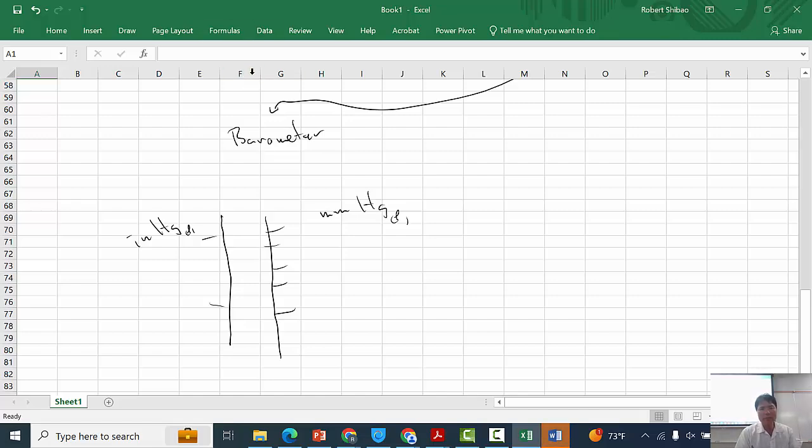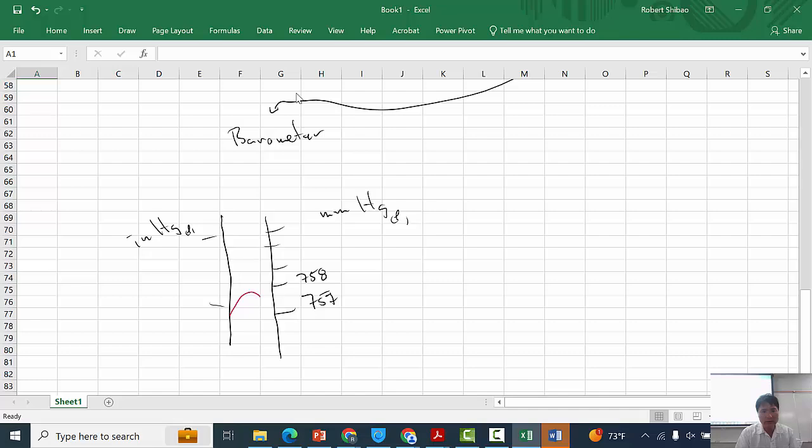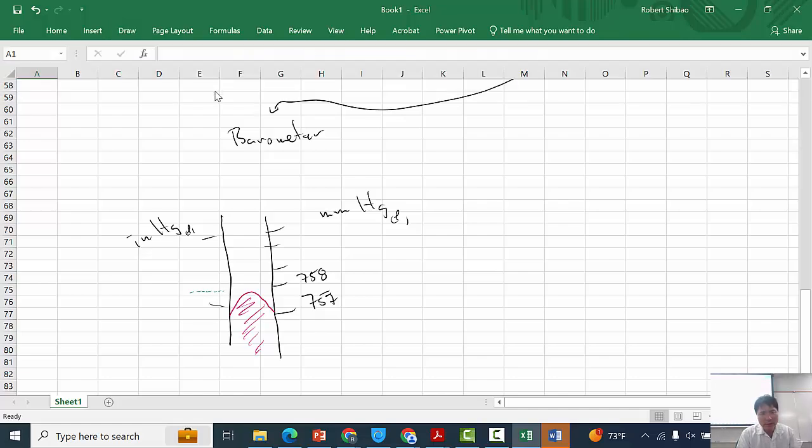So let's say we're at 757, and then the next one is 758. And then we look at the meniscus. The meniscus for mercury is convex, like this. This is over-exaggerated. And then we look at the top of the meniscus. We read mercury from the very top. And then we estimate it. What is the height? It looks like it's 757 point X millimeters of mercury. The X is the estimated digit.